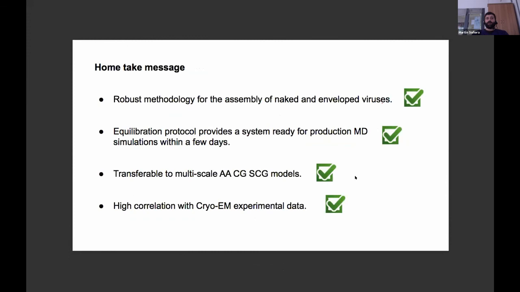Well, as a take-home message, we developed a robust methodology for assembly of naked and enveloped viruses. We present equilibration protocols that provide a system ready for production molecular dynamics simulation within a few days. Our method is transferable to multiscale models: all-atom, coarse grain, super coarse grain. And more important too, we get high correlation with the cryo-electron microscopy experimental data that validates our model very well.